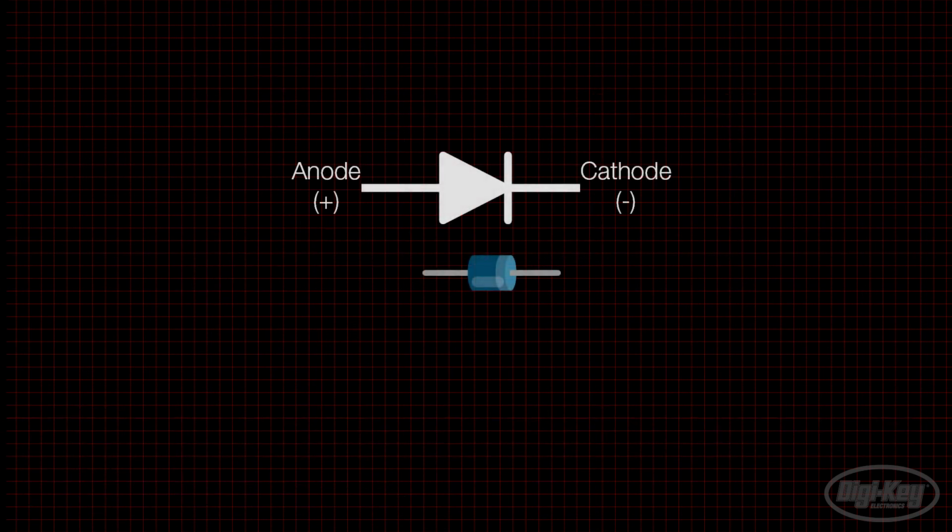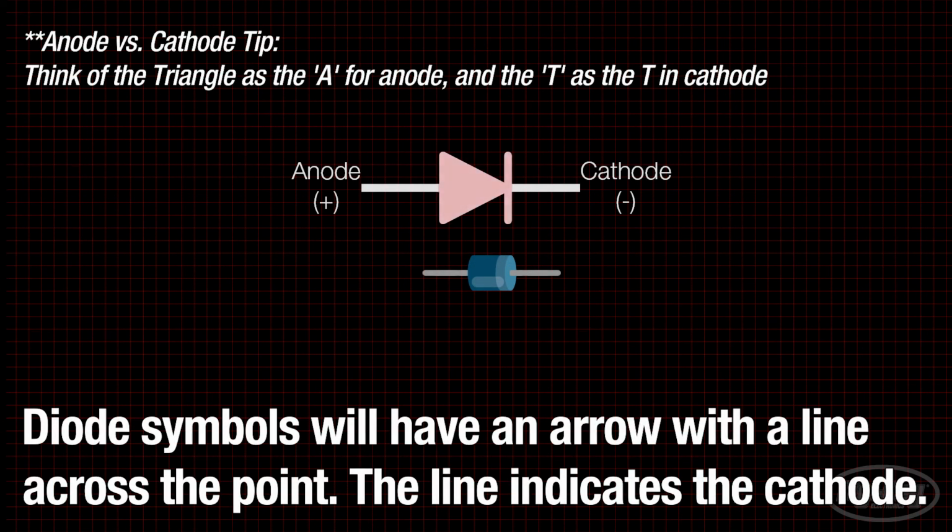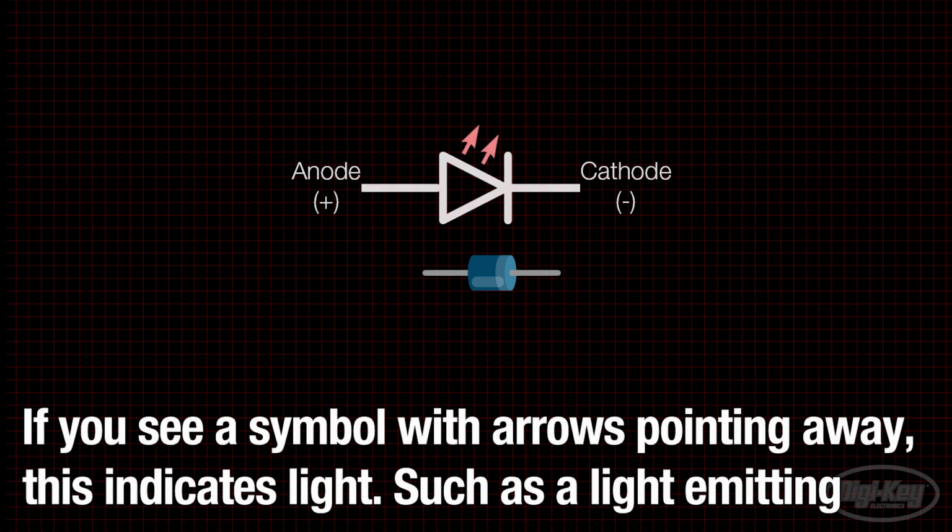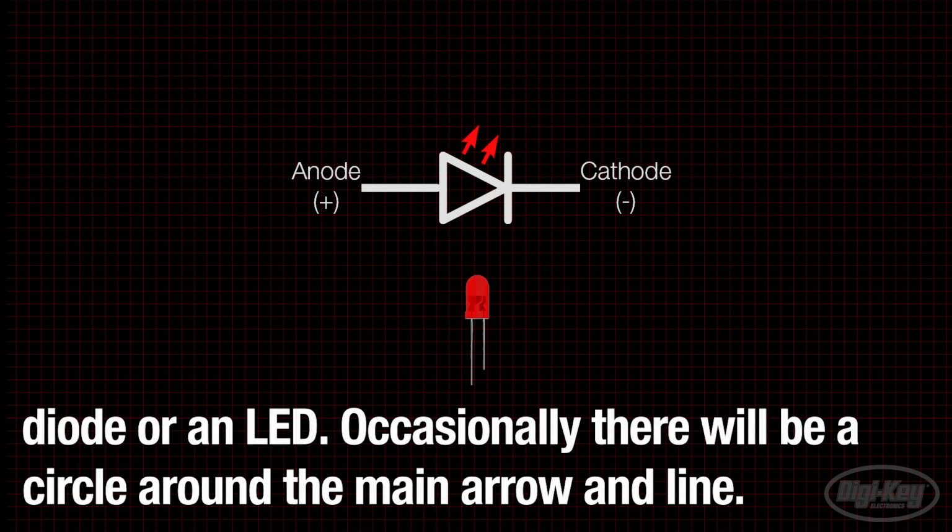Let's move on to diodes. These have an arrow with a line across the point. The line indicates the cathode lead. If you see a diode symbol with arrows pointing away from it, this indicates light. In other words, a light-emitting diode or LED. Occasionally, there will be a circle around the main arrow and line.